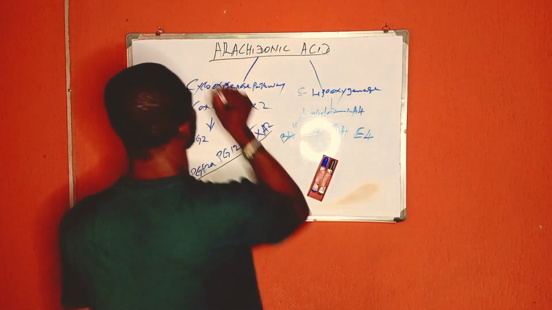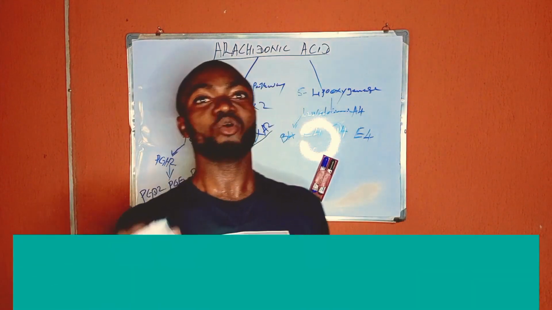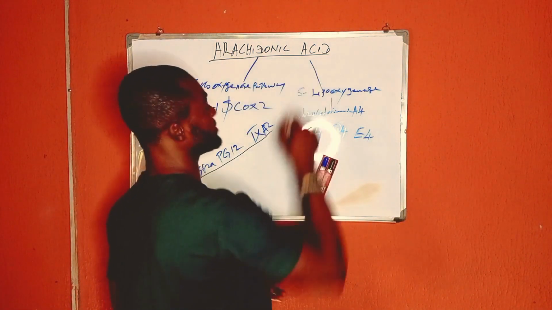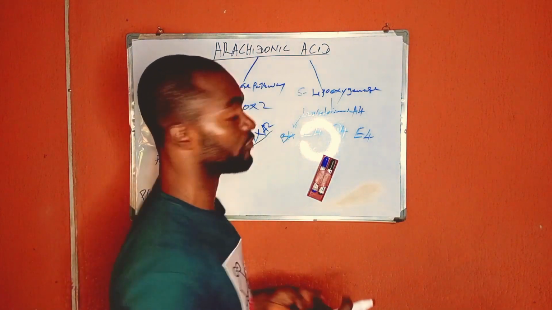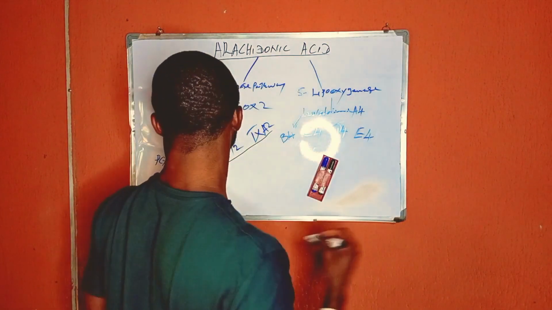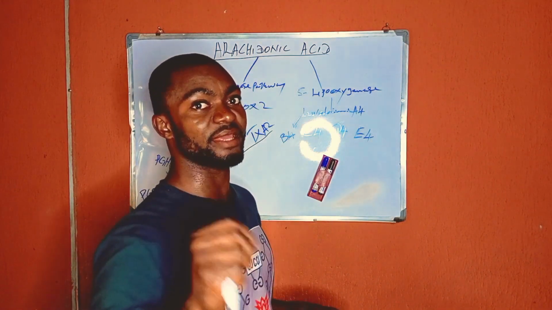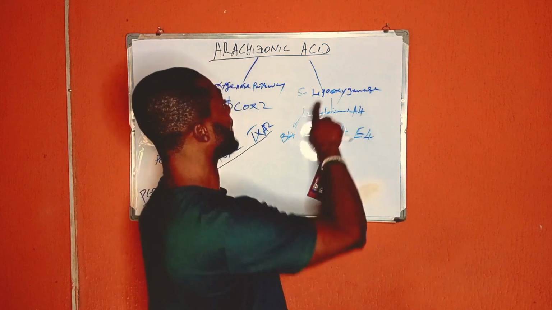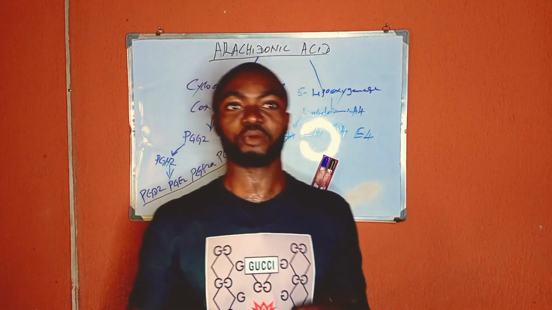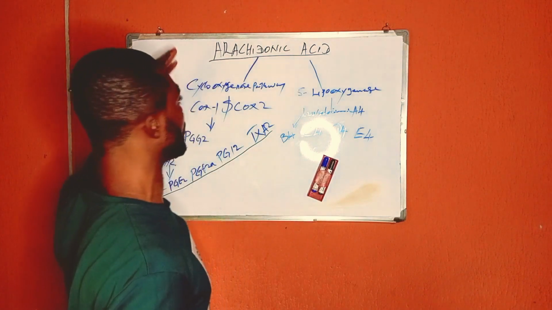So guys, here is arachidonic acid. Arachidonic acid is a polyunsaturated omega-6 fatty acid. This polyunsaturated omega-6 fatty acid is a derivative of what? Eicosanoid, which is called arachidonic acid. And arachidonic acid has two pathways, which are called the lipoxygenase and the cyclooxygenase. But in this video, just as I promised, I'm going to talk about the cyclooxygenase pathway. This is the cyclooxygenase pathway.